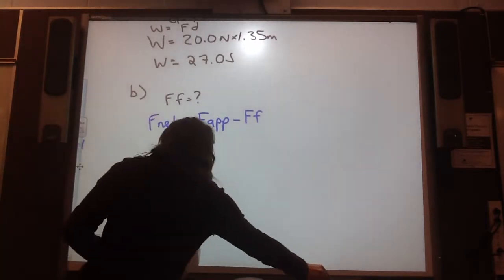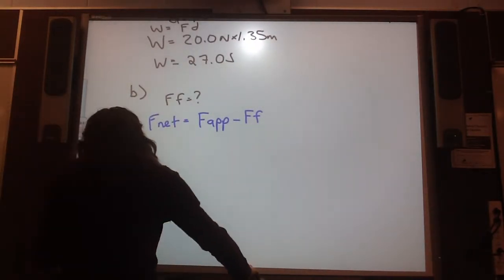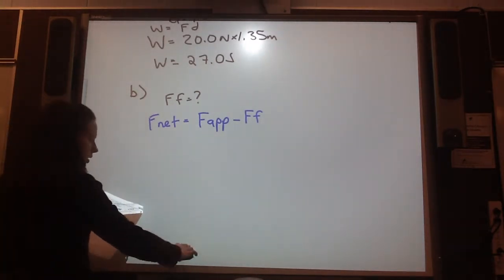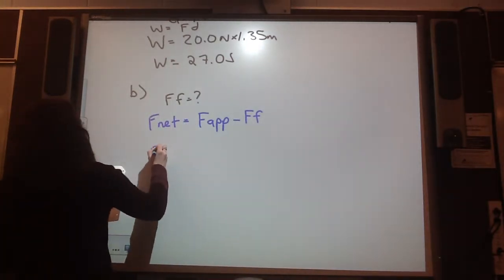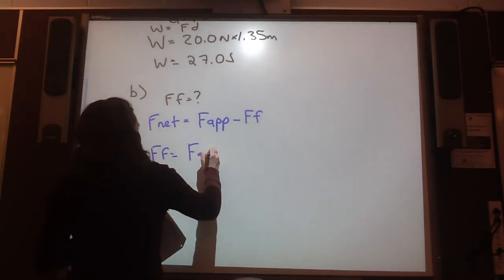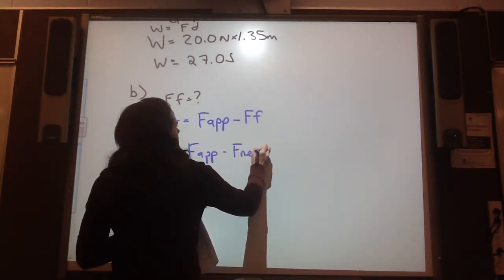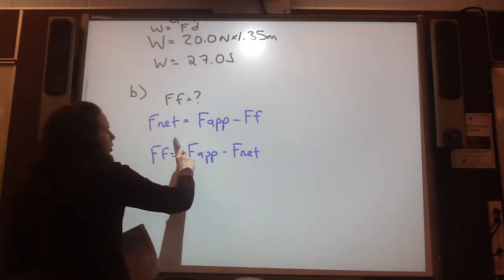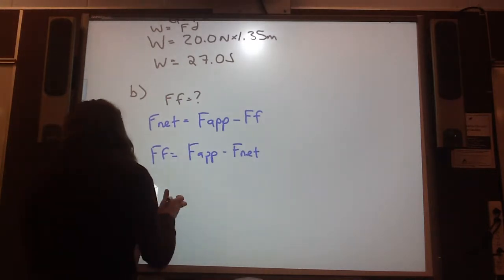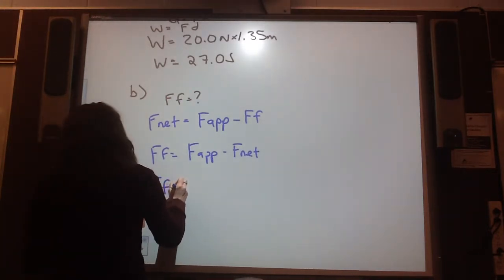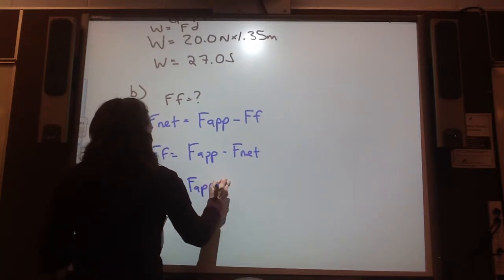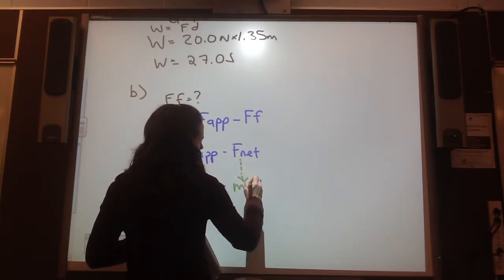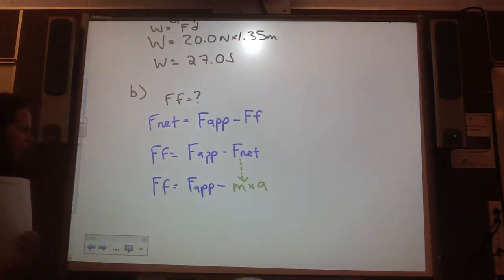So see how we're kind of remembering all of our dynamic stuff now? Okay. So if I'm going to rearrange that to solve for FF. So FF is equal to FApp minus FNet. So I just brought FF to this side, so that makes it a positive, and brought FNet to this side, making it a negative. Okay, so now FF is equal to FApp minus, now FNet is always M times A, always, okay?